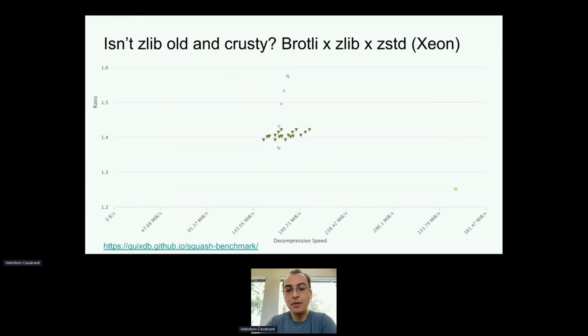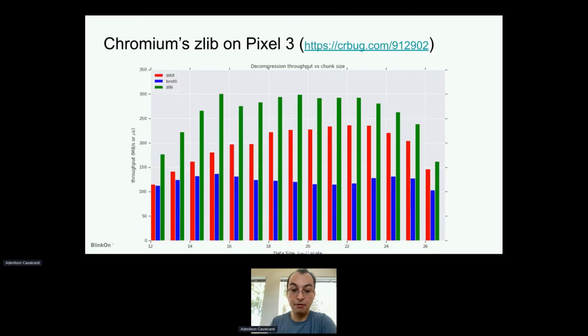All right, so isn't zlib old and crusty? This chart shows decompression speed versus compression ratio for Brotli, zlib, and Zstandard on a Xeon processor. As you can see, Brotli compresses better, while decompressing a little bit slower than, say, Canonical zlib. And Zstandard, in its default settings, the compression ratio is not as good, but it compresses crazy fast. But that is for Canonical zlib. What about Chromium zlib? This chart shows decompression speed on a Pixel 3. As you can see, for varying data sizes, on ARM specifically in 32 bits, Chromium zlib was the fastest thing around. I mean, in some cases it was more than 2 times faster for decompression than Brotli.